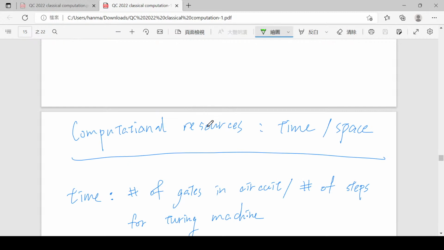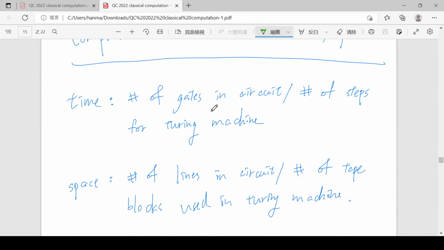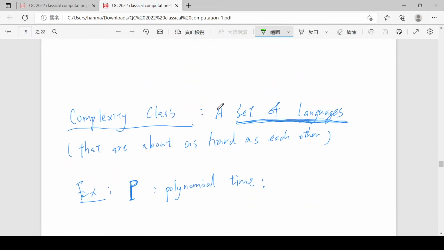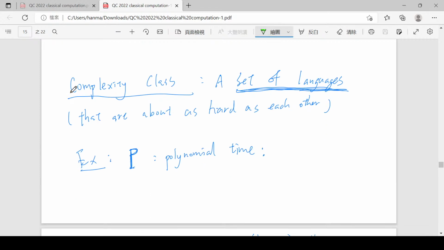So time and space are the resources we'll focus on in discussing computational complexity. And finally, we can describe this concept of complexity classes. The motivation of complexity classes is that we want to classify how hard a problem actually is.